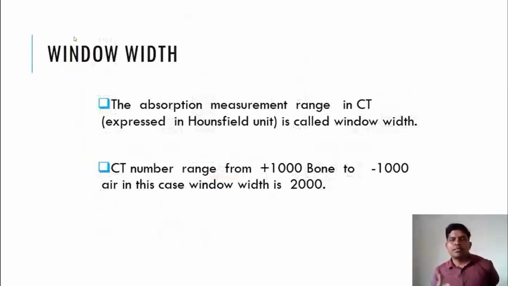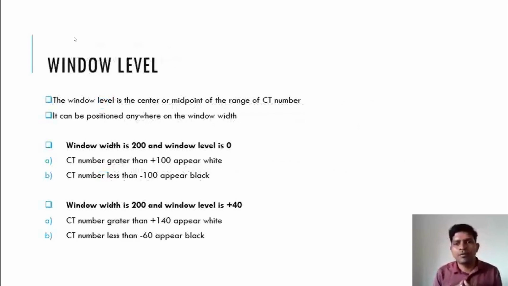When it comes to the window width, it is the absorption measure range in CT, expressed in Hounsfield units. CT numbers range from plus 1000, which is bone, to minus 1000, which is air. I already explained this. It means the window width is 2000. The window level is the center or midpoint of the CT number range.